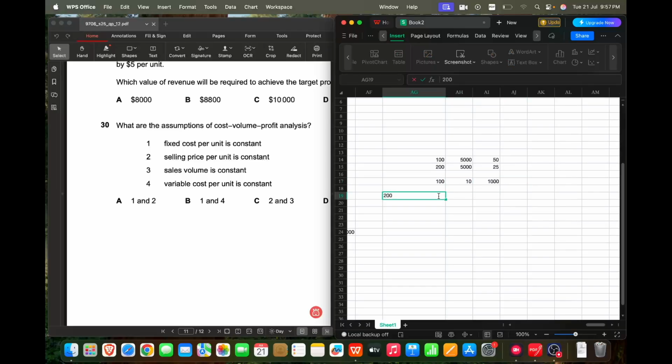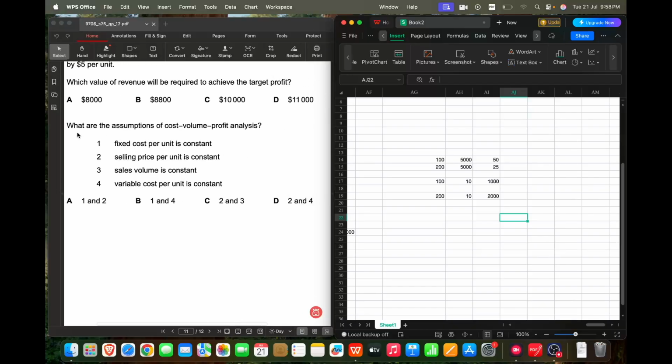So if you make 200 units, we are still paying $10 per unit, but total variable cost will change from 1000 to 2000. Okay, so here variable cost per unit is constant, so we are saying that variable cost per unit should remain the same, and that is the assumption that we are making, that even if we produce more, variable cost per unit will remain the same. So the correct option for question number 30 is 2, selling price per unit is constant, and 4, variable cost per unit is constant. So D.